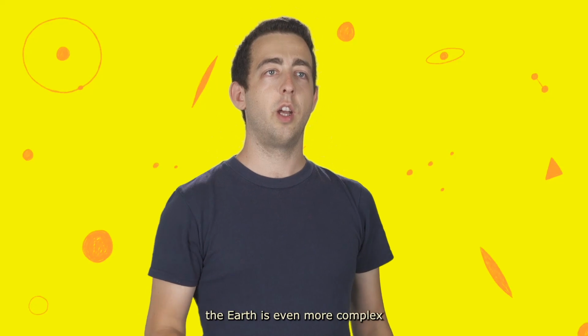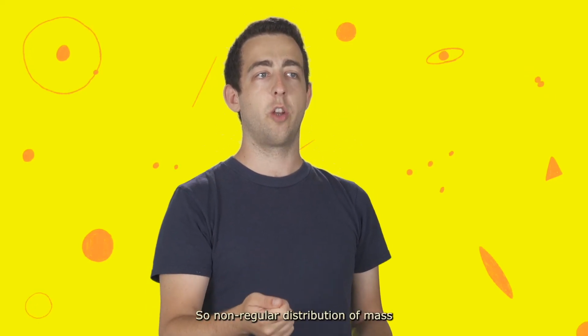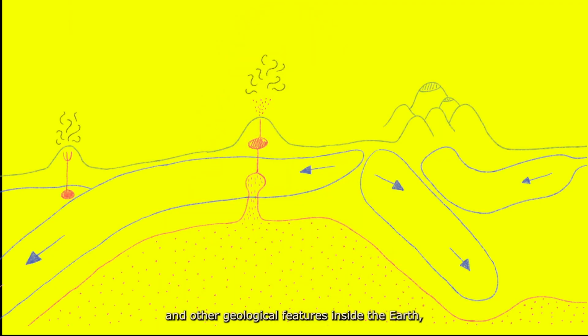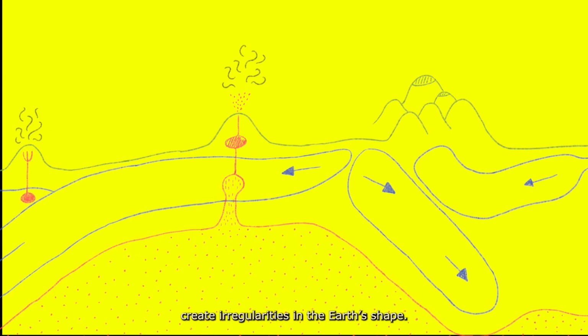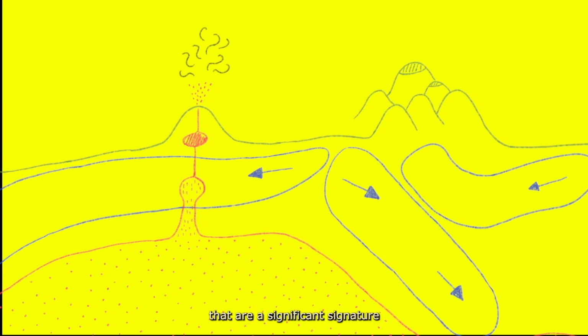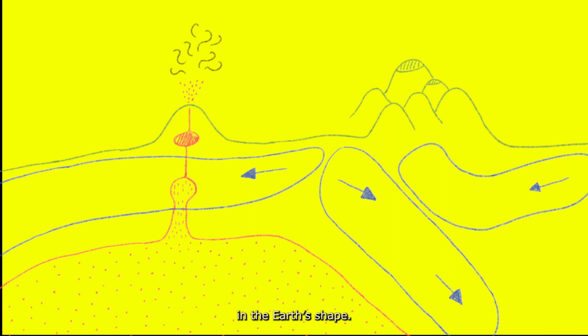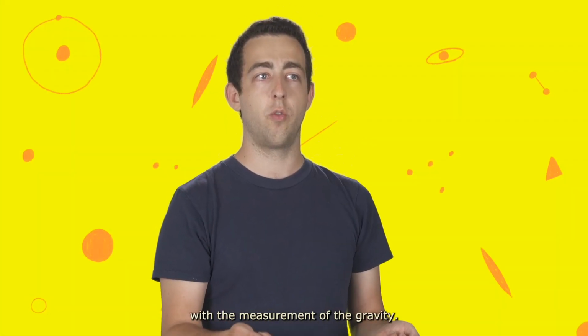In fact, the Earth is even more complex than this ellipsoidal shape. The non-regular distribution of mass caused by mountains, tectonic plates, and other geological features inside the Earth create irregularities in the Earth shape. This is the case, for example, with the Himalayas mountain that have a significant signature in the Earth shape. These anomalies are observable with the measurement of the gravity.